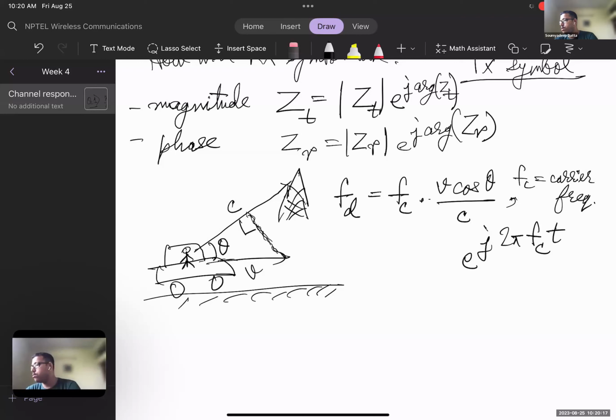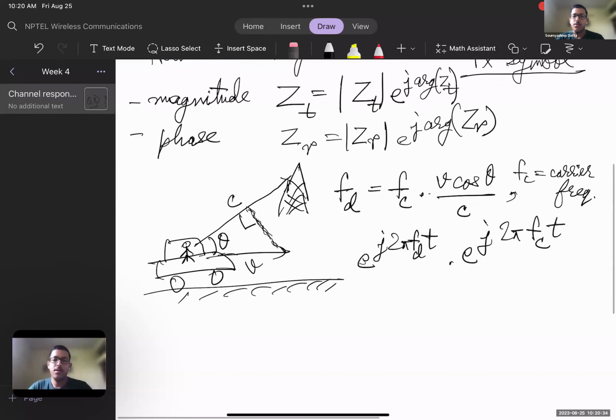And so what this Doppler effect does is it introduces an additional phase shift. So on top of this e to the power j 2 pi fc t, you will have an e to the power j 2 pi fd t as well, right? So this is the key concept. But there will only be a phase shift. So this is a phase shift, right? This is just a change in the argument part, no change in magnitude.